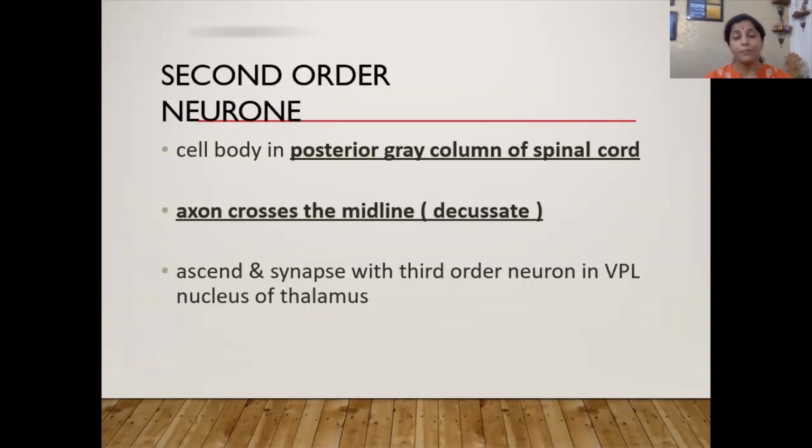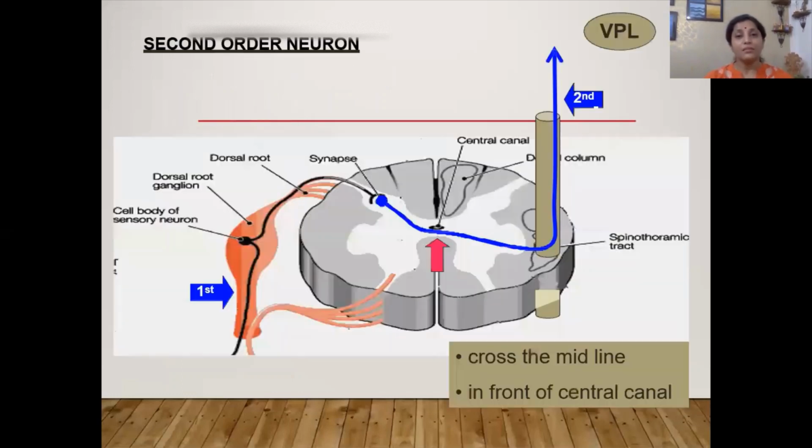And this is very, very important, because when we see the further applied part, we will understand how we determine the lesion, the growth, or the injury at a particular level from the presentations of the patient. Now from here, the second order neuron after decussation ascends up and reaches the nucleus of the thalamus. And here the thalamus is a part of the brain.